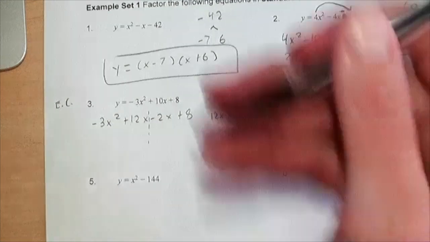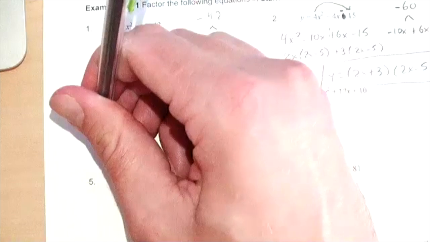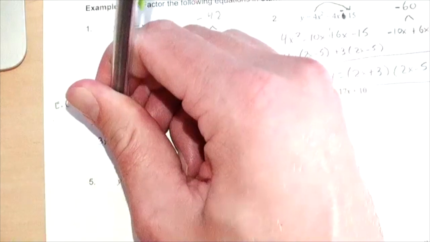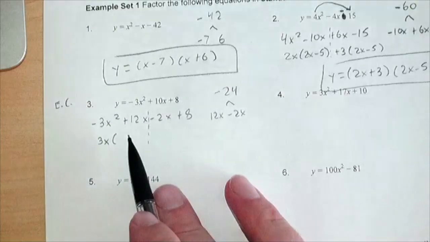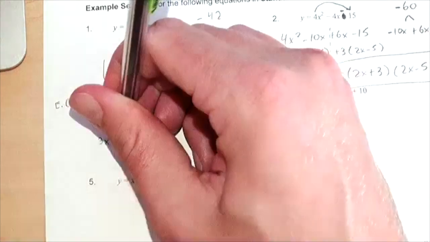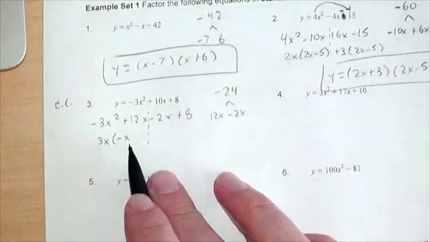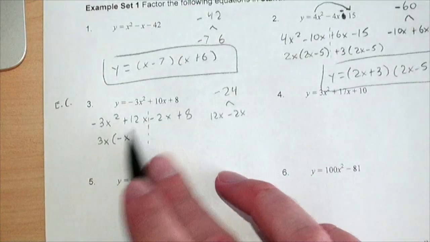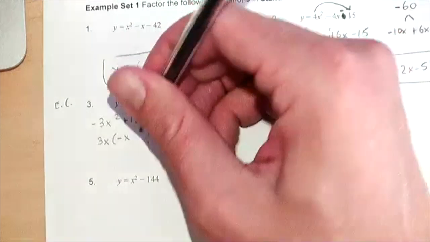-3 and 12 share the number 3. They both share x, but then what's going to be on the inside here is negative x, because -3 divided by 3 is -1. So all it's going to do is make one of my factors have a negative. Then you can do 12x divided by 3x to give you +4.